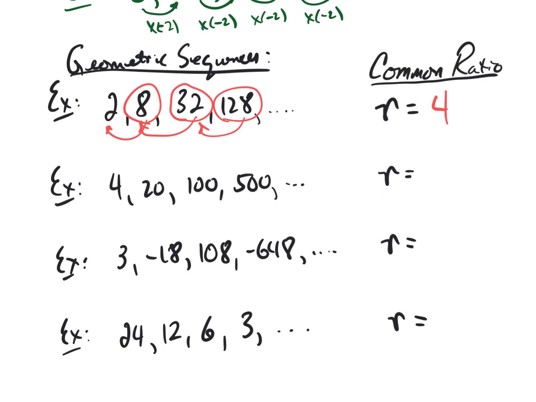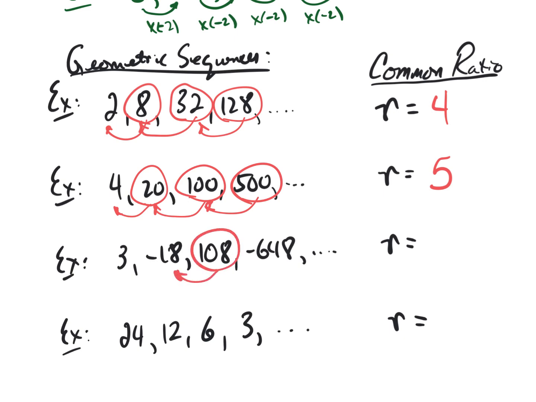So on my second example, take 500 divided by 100, or 100 divided by 20, or 20 divided by 4. No matter which one you pick, divide by the one that comes before it, and the common ratio would be 5. On the third example, take any one you want, 108 divided by negative 18, negative 18 divided by 3, no matter which one you grab, the common ratio would be negative 6.